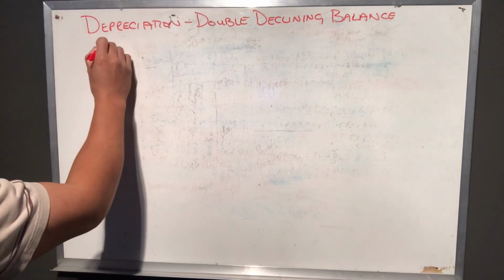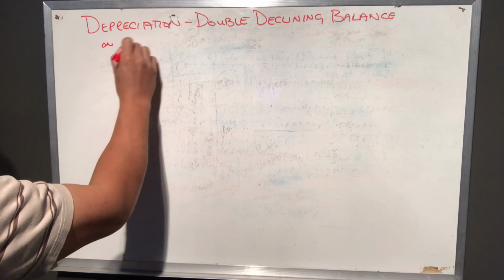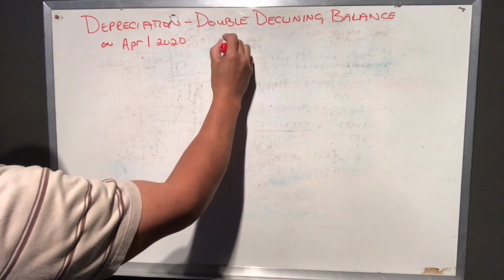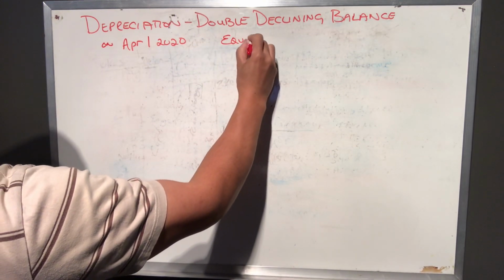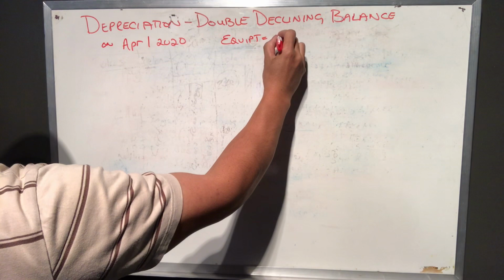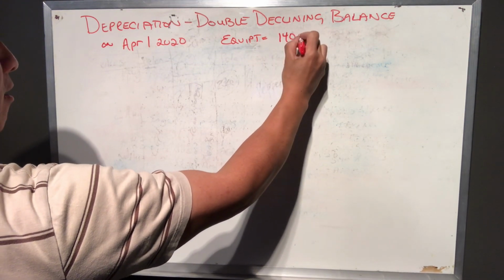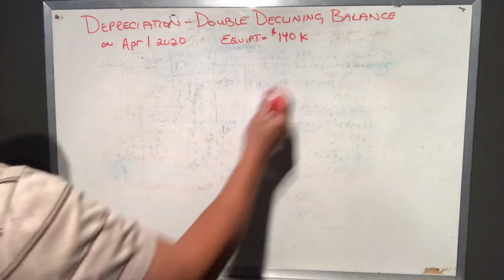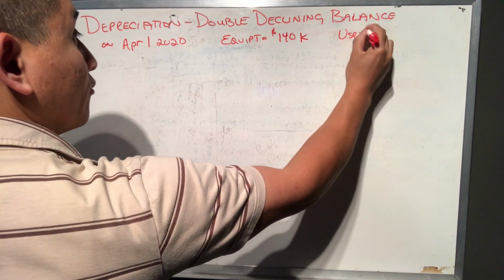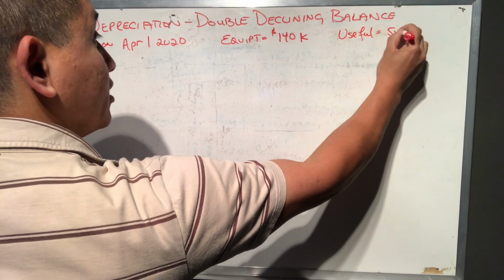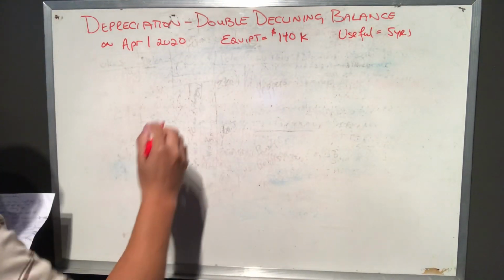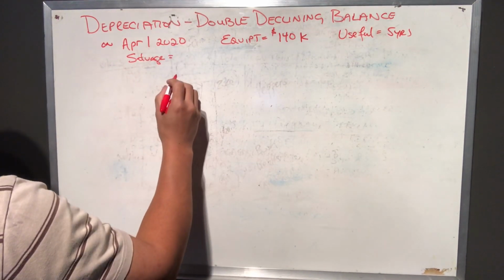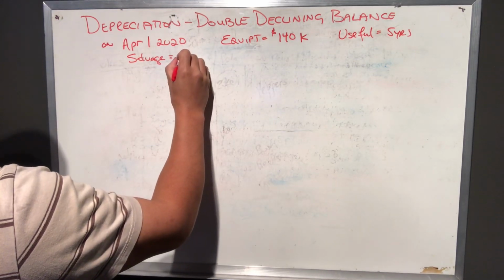So let's go through a numerical example here. Let's say on April 1st, 2020, we bought an equipment. Let's say that is $140,000. I'll be using K to denote thousand. And the estimated useful life is equal to 5 years. Now let's say that the salvage value is going to be estimated to be approximately $20,000.